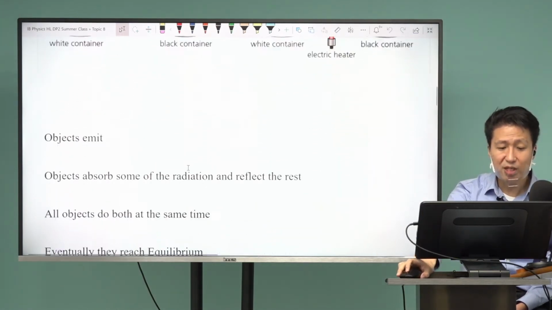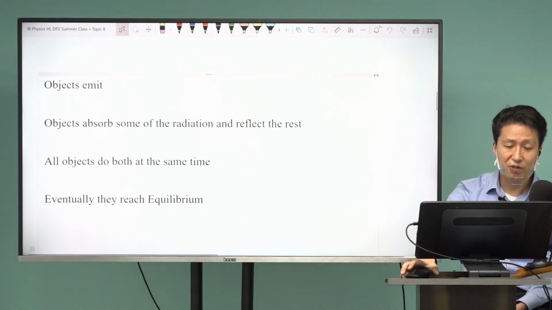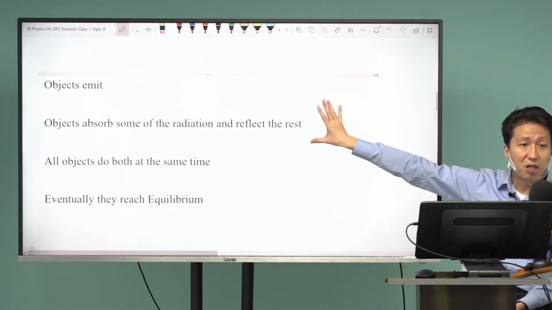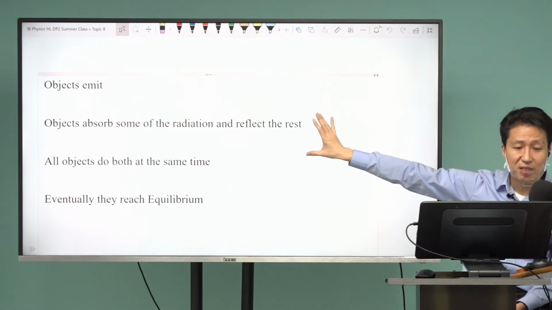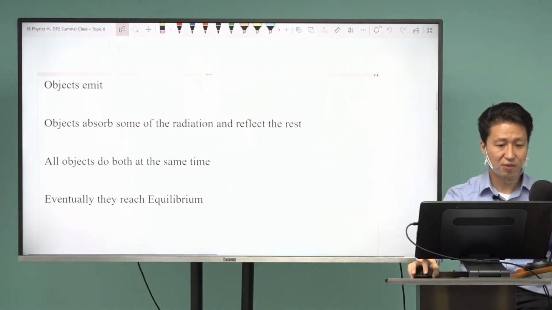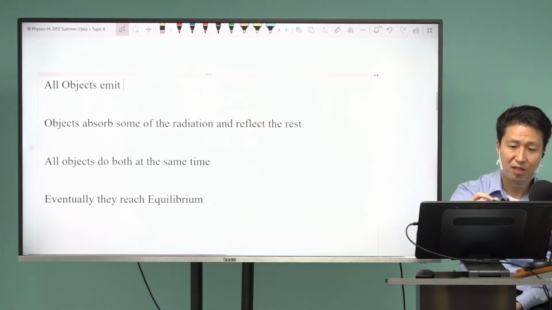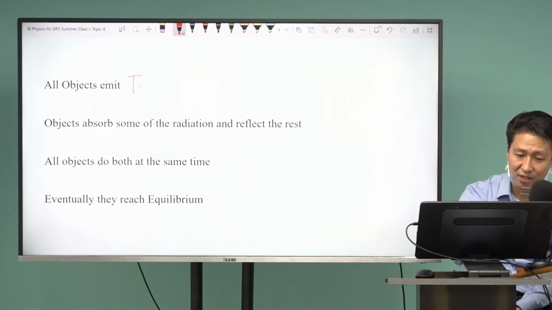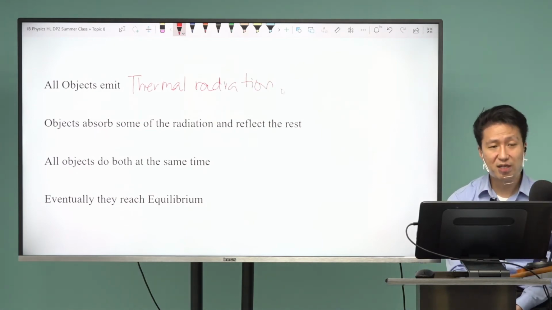To understand thermal radiation, first, all objects emit thermal radiation. And here we should add the word all. Objects emit, and fill in the blank, thermal radiation. Even things that you don't normally think emit light.